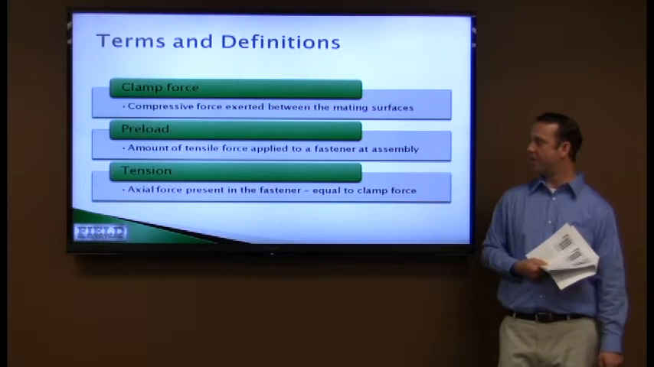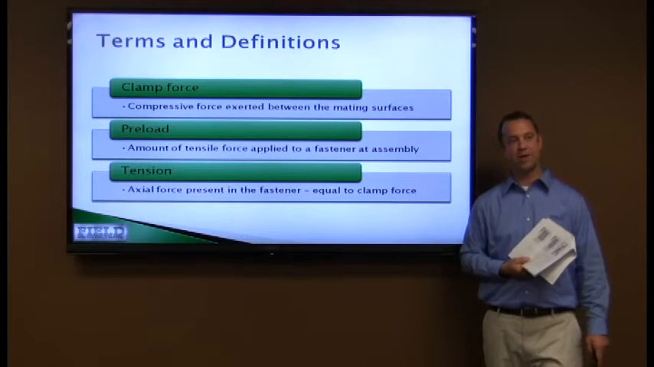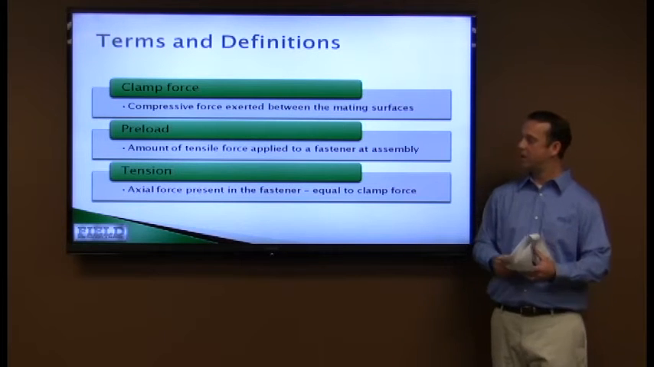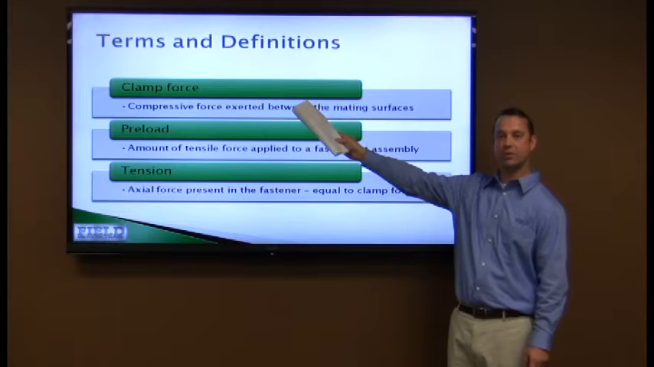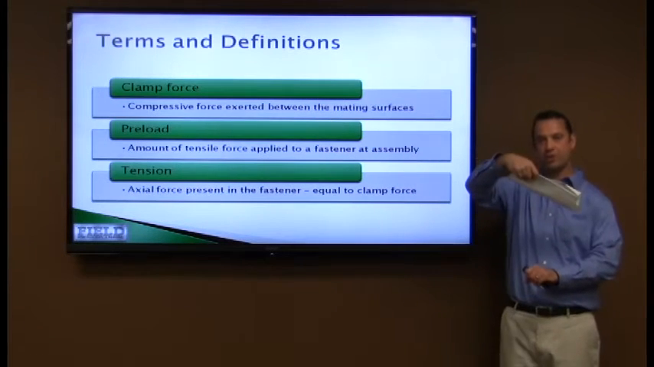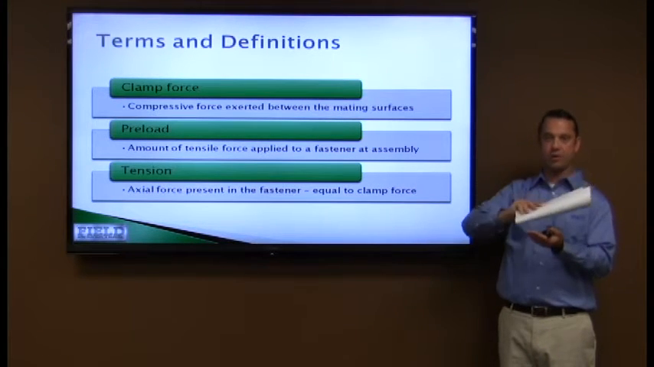So our third term is tension. Tension is the axial force on the fastener in the bolted joint. Your tension on your bolt is always equal to your clamp force right here. Tension on the screw is pulling this direction, creating a force of clamping in the joint.